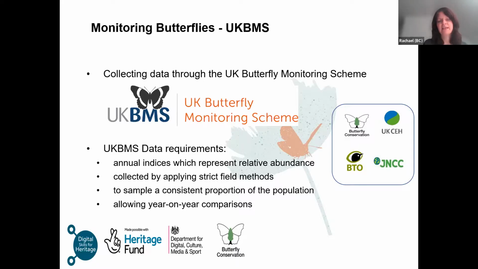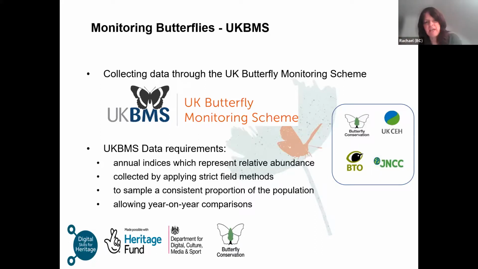Our UK BMS, the UK Butterfly Monitoring Scheme, does long-term monitoring of butterfly abundance in what we call transects. It's the same site, the same walk that volunteers do every year. The purpose of this monitoring scheme is to assess changes over time and over space. So we're looking at what's happening where and what's happening over time. That's a very important data collection exercise for us, and it is all carried out by volunteers.